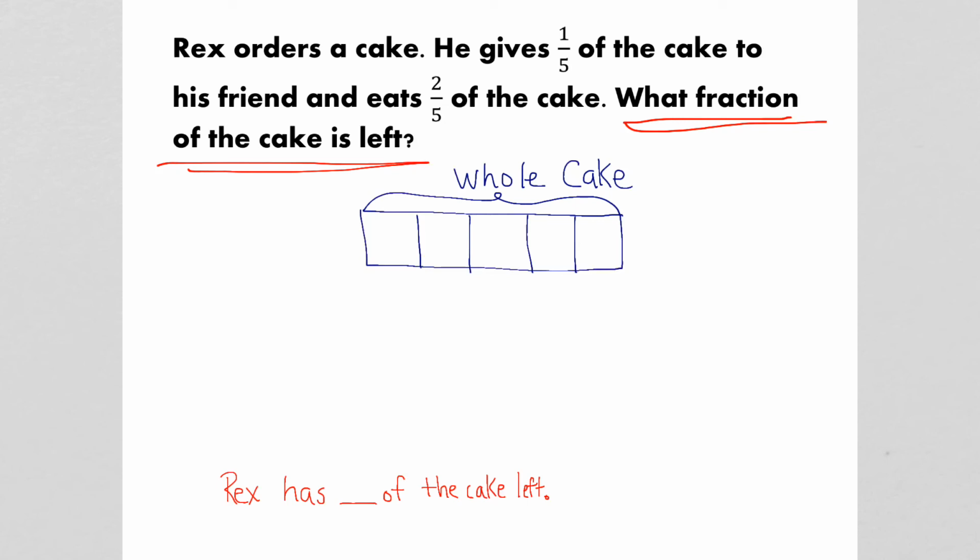We know he gave 1/5 of the cake to his friend. So I'm going to quickly shade in one of the 5 pieces. And I'm going to label it 1/5. And I'm going to label underneath it friend.